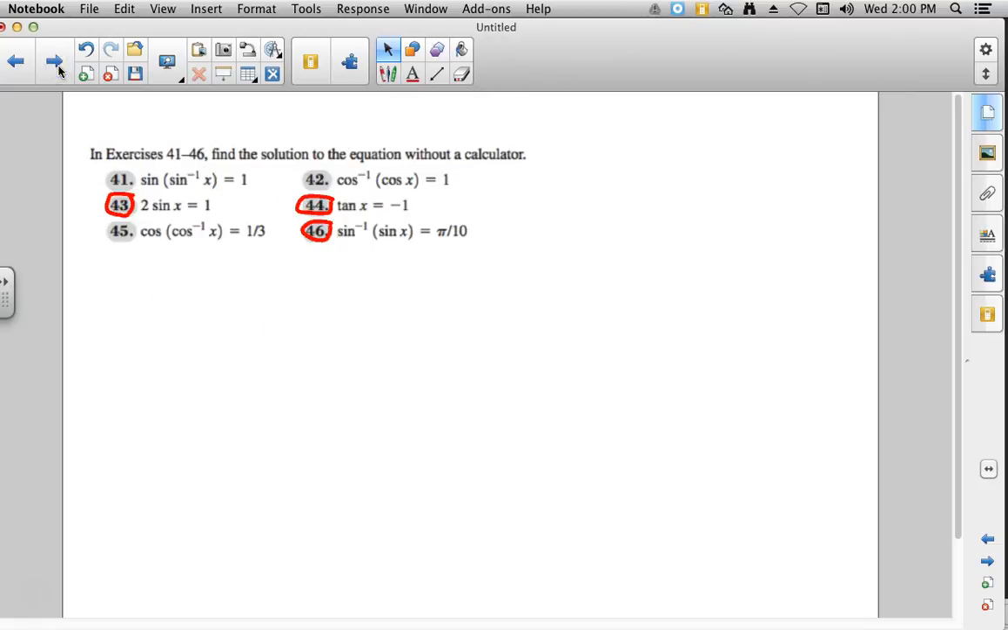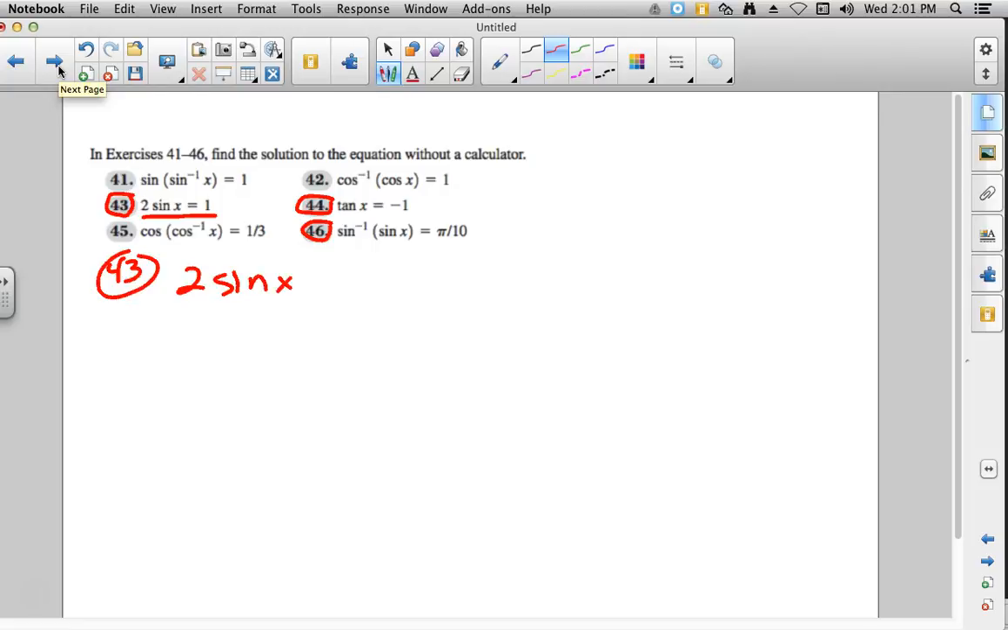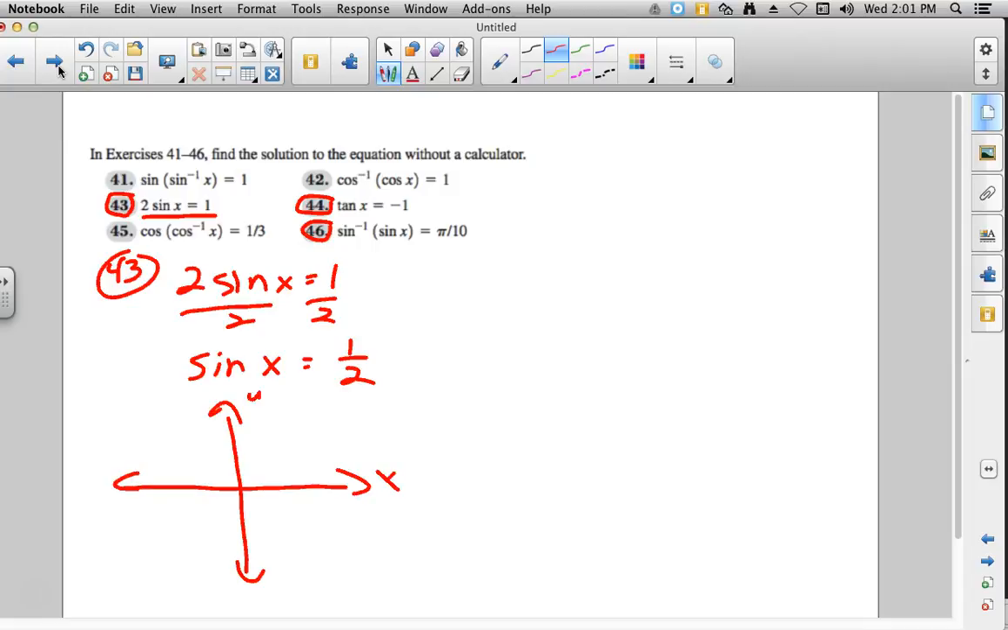Next one on your list would be 43. So 43 says we are supposed to solve this: 2 sine of x equals 1. To do that, we'd go ahead and divide both sides by 2, and we'd have the sine of x equals 1/2. That means they want us to figure out any angles that would have the sine of a positive 1/2.